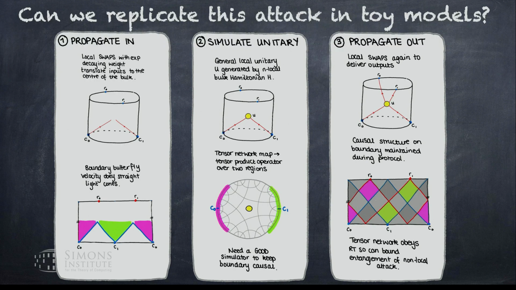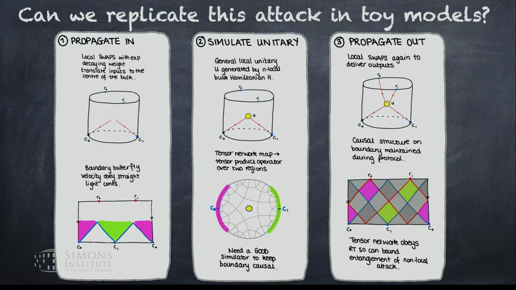And because this unitary is acting on both inputs together, it's no longer disjoint between the different boundary regions. But using Hamiltonian simulation techniques, we can come up with a local Hamiltonian that generates a unitary that applies this unitary on the boundary. I say we can do this with Hamiltonian simulation techniques. We can always come up with Hamiltonian simulation techniques that apply this unitary, but we can't just use any Hamiltonian simulation techniques in order to reason about position-based cryptography. We really need a good simulator to keep the boundary causal. And I'll explain what I mean by that in just one slide. And then once we've done this unitary in the bulk, we propagate out, again using these swap operations, and we get the information out on the boundary.